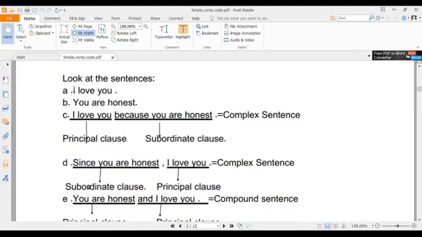Sentence A is I love you, and sentence B, you are honest. The two sentences are simple sentences, because sentence A contains only one subject and a finite verb, and sentence B contains a subject you and a verb are. Verb are here is a finite verb, and verb love here is a finite verb. These are simple sentences.